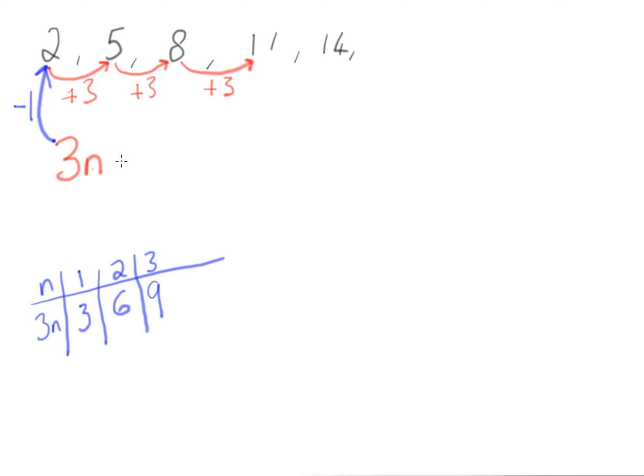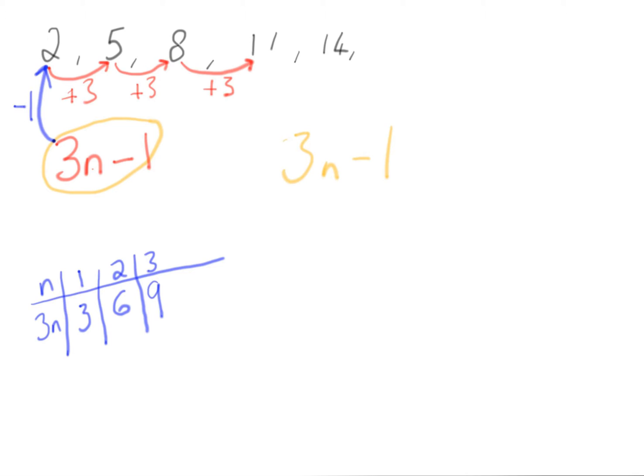Just going to change colour there. We've got to do 3n, take away 1. And now this is actually our nth term. So this here is our answer. So if we were asked to find the nth term of this sequence, 2, 5, 8, 11, 14, the answer would be 3n, take away 1.